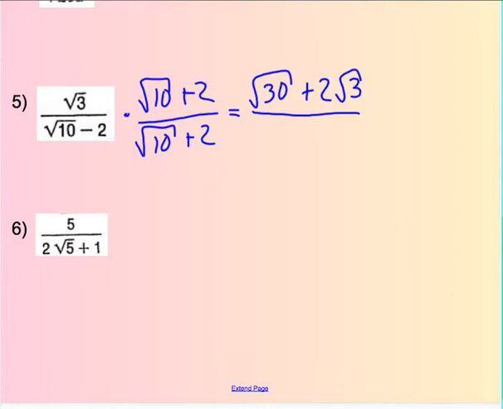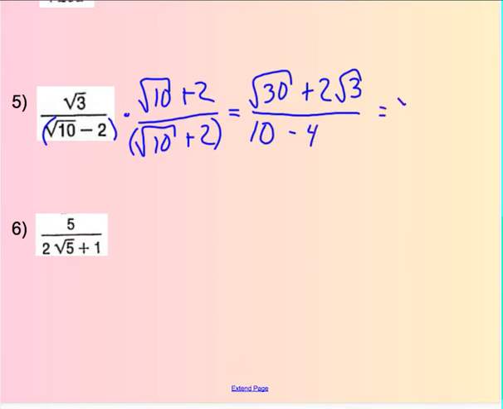In the denominator, we will have to distribute. Square root of 10 times square root of 10 is 10. And then I will have the square root of 10 times positive 2, and the square root of 10 times negative 2, which will cancel. Remember, our goal with rationalizing the denominator is to get the radical to cancel, so that's good. Negative 2 times positive 2 is negative 4.